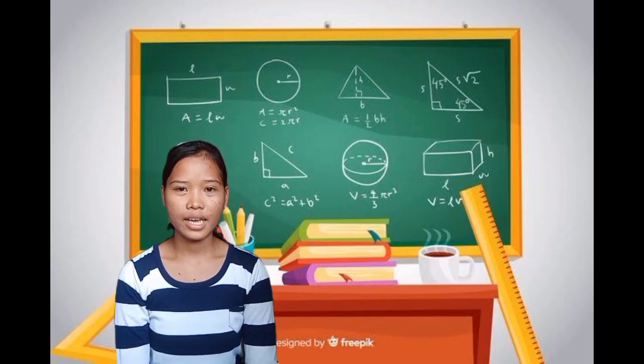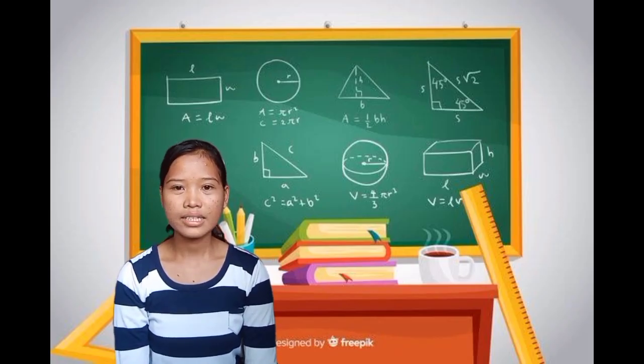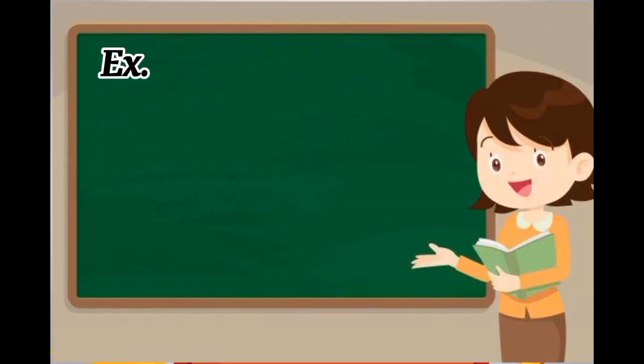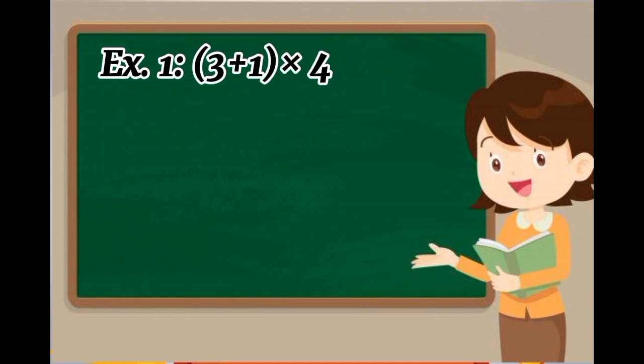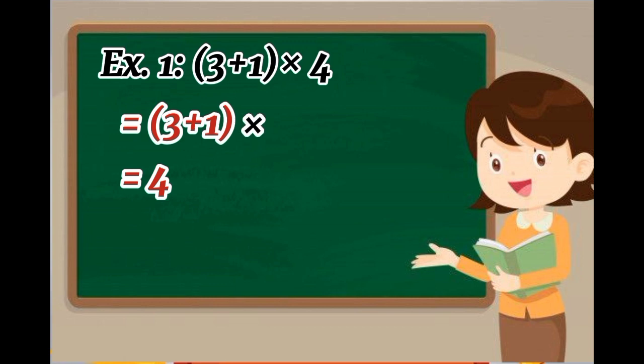To fully understand how to use the PHEMDAS Rule, let us take an example. So the first example is the quantity of 3 plus 1 times 4. First, solve whatever is in the groupings or the parentheses. 3 plus 1 is equal to 4. Next, multiply 4 times 4, so the answer is 16.